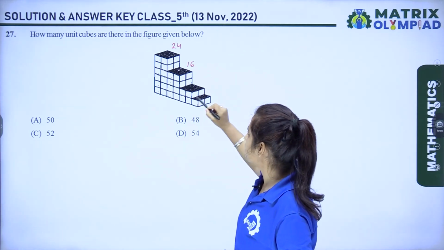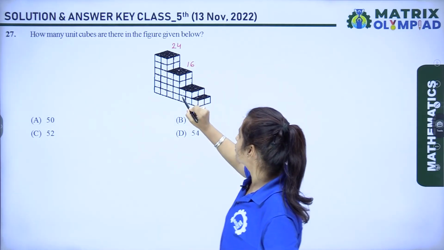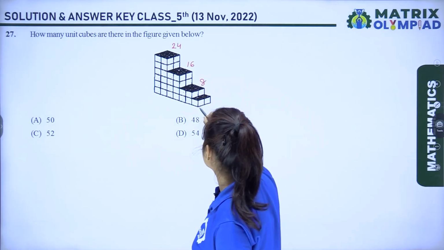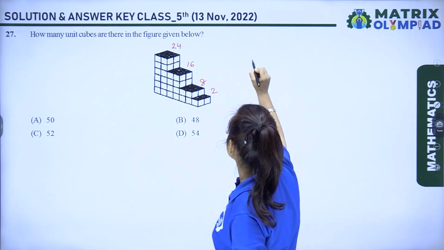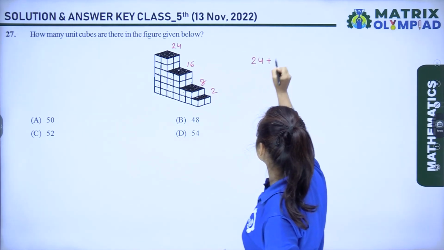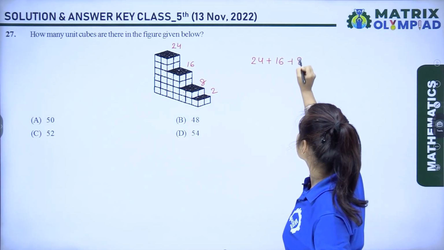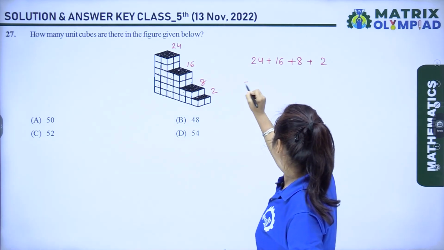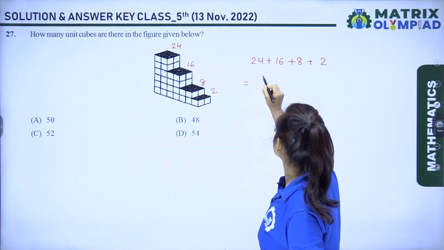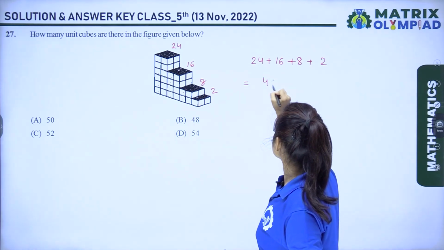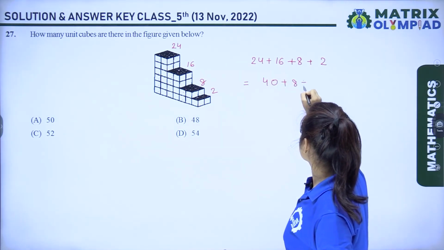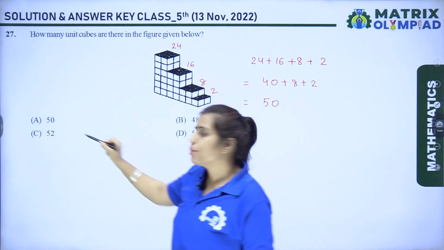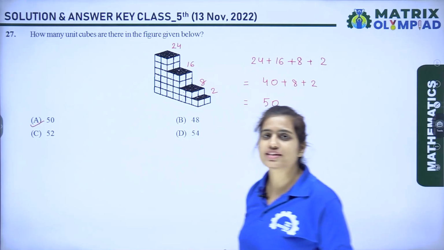16. Next is 1, 2. This 4. 4 plus 4 is 8. And here it is 2. Let's calculate 24 plus 16 plus 8 plus 2. So here we get 40 plus 8 plus 2, that is equal to 50. So here option A is the correct answer.